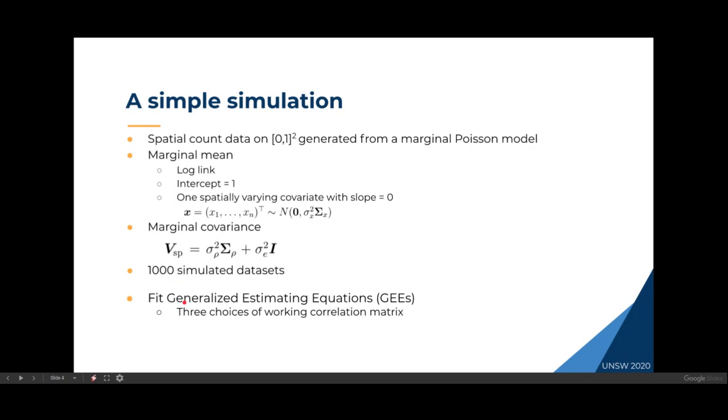Then for each data set, I'm going to fit generalized estimating equations, or GEEs. I'm going to have three choices of the working correlation matrix. I'm not going to reveal what those are at this point. It'll become clear as the talk progresses what those choices are.